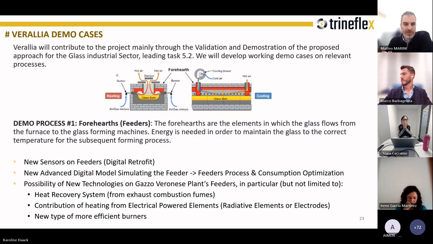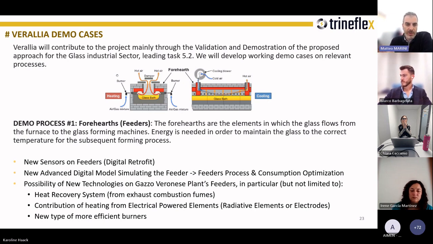This simulation will allow us, first of all, to optimize consumption, and then to have, let's say, physical properties. This model will enable us to simulate what will happen if we make some design changes to improve even further the efficiency of the process or to improve its flexibility.